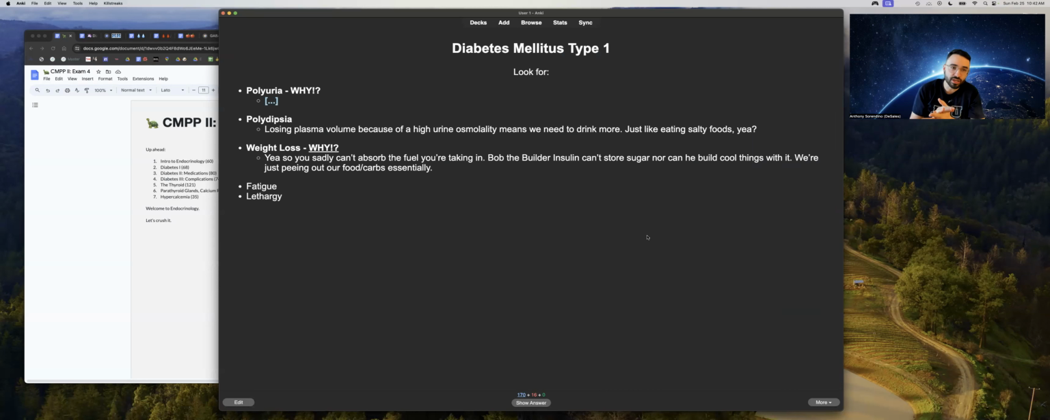All right, polyuria. Why in diabetes mellitus do we get polyuria? What a loaded question. One is we just have too much sugar, so it's going through our glomerulus. It's in our urine. It increases tonicity. Tonicity is going to pull in water. Yes?